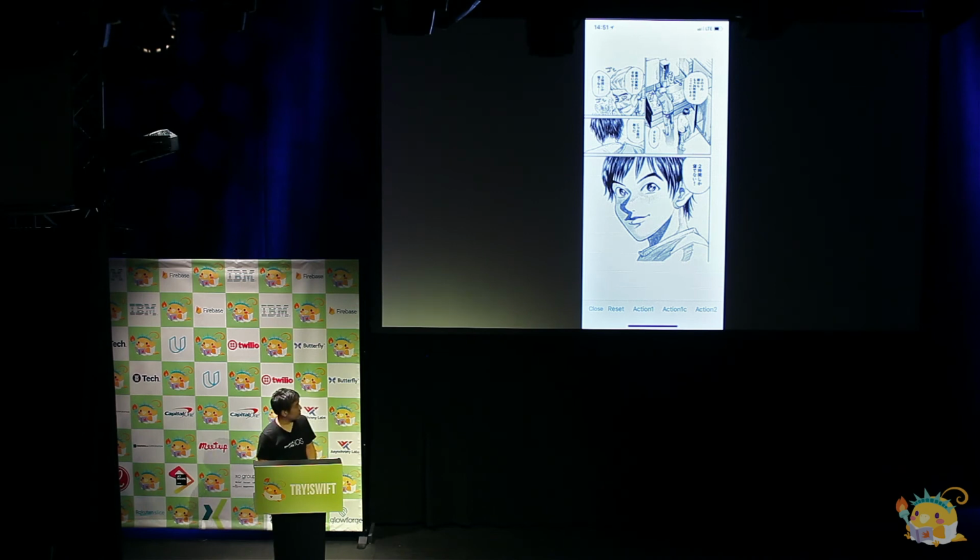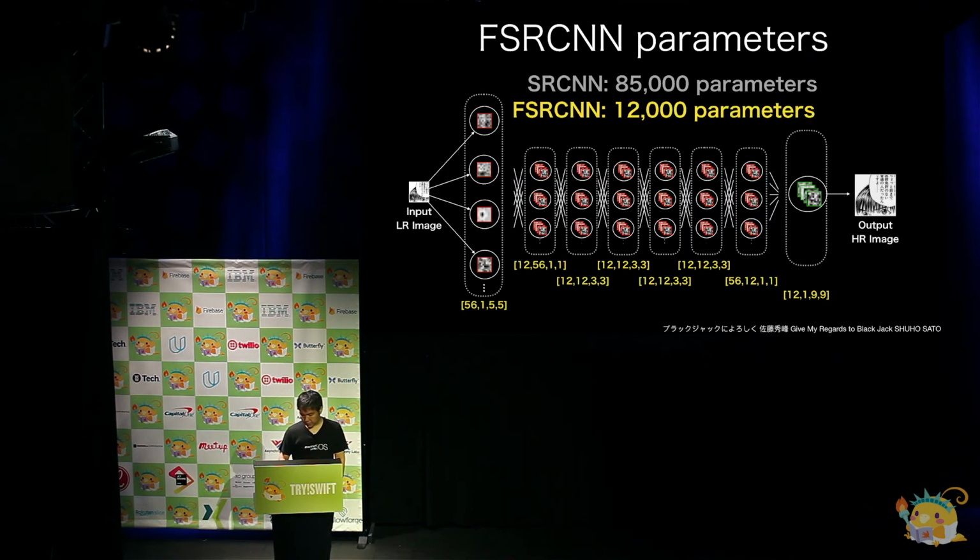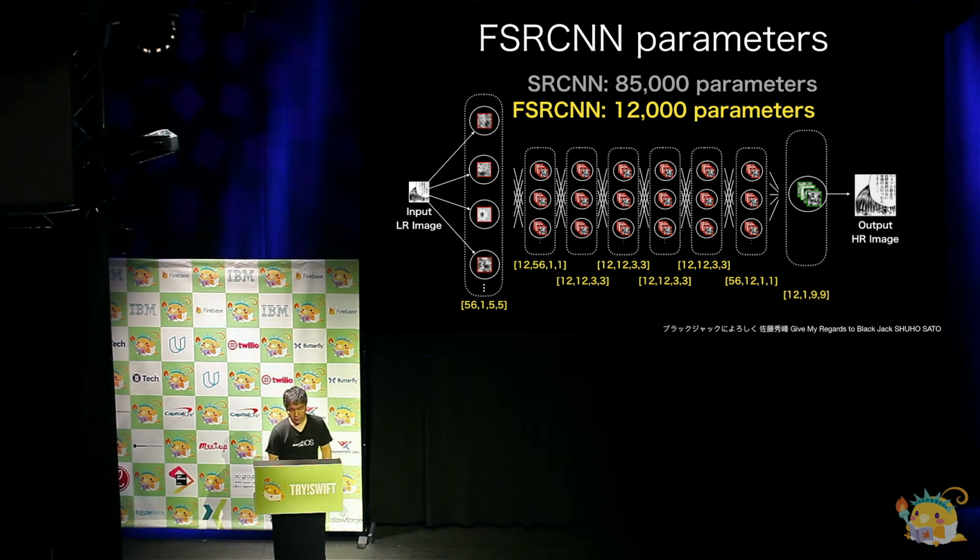Although we will skip the detailed explanation, FSRCNN is a model which just changes the structure of the network slightly from SRCNN. It is deeper and smaller. This is an output of FSRCNN. Let's look at the number of parameters of the entire network. In SRCNN, the number of parameters was about 85,000. In FSRCNN, it's about 12,000. This is about a seventh of the previous model. This huge decrease is the reason for the faster processing speed.